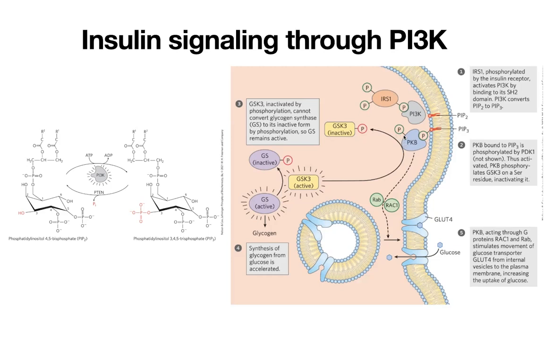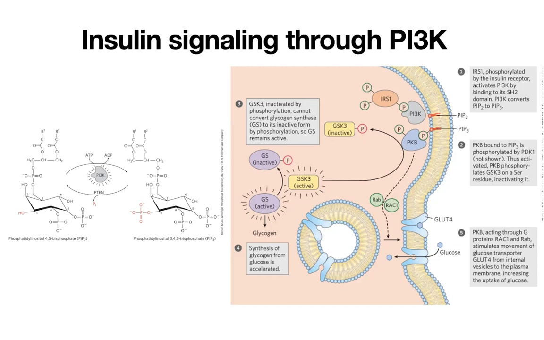Now, this PKB is going to phosphorylate a protein called GSK3. Why do we care about GSK3? Well, GSK3's normal role is to regulate glycogen synthase. And so glycogen synthase makes glycogen, remember that's our storage unit for glucose. So it can build glycogen from glucose and help you store glucose.